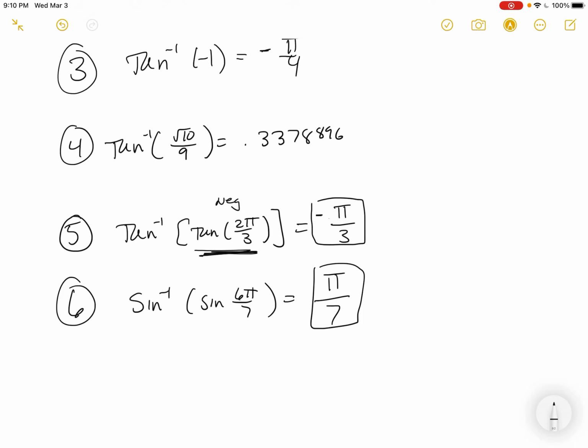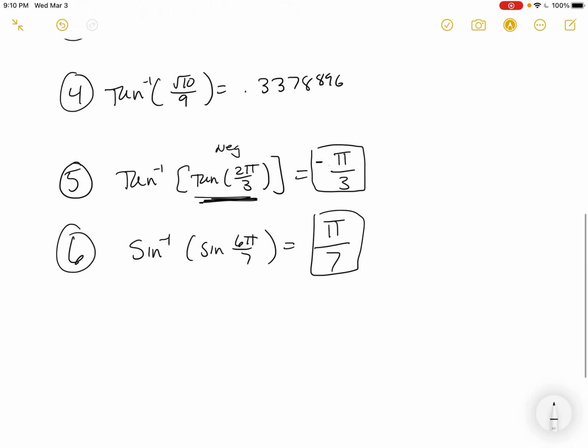Tan inverse of a negative will spit us out in that negative pi over 2 to 0 range. Okay, sine inverse of a positive will spit out in that first region. So let me just follow that up. What's sine inverse of sine of 8 pi over 7? Okay, well, it's going to be a pi over 7 reference angle.